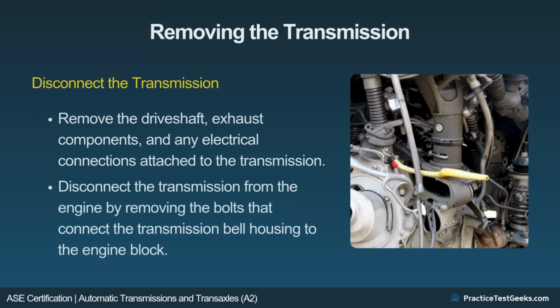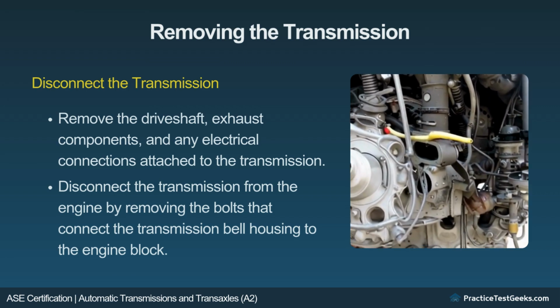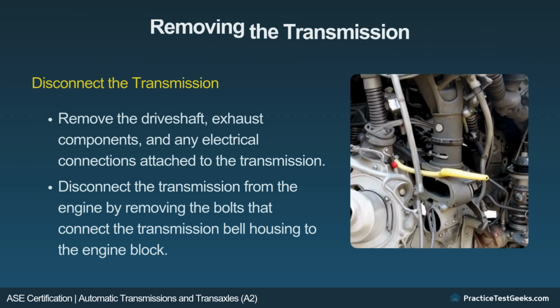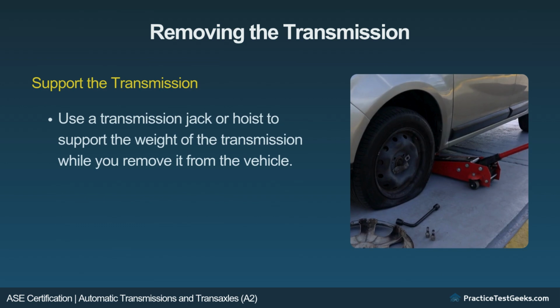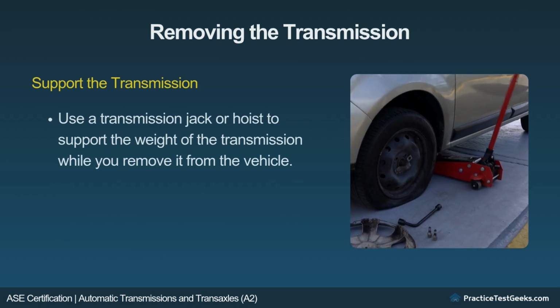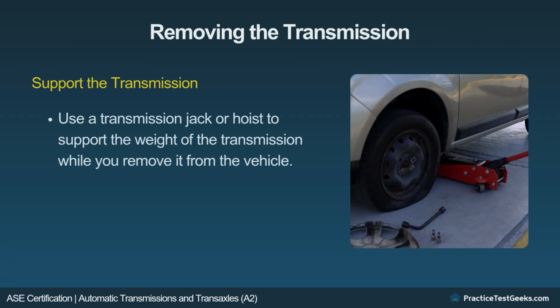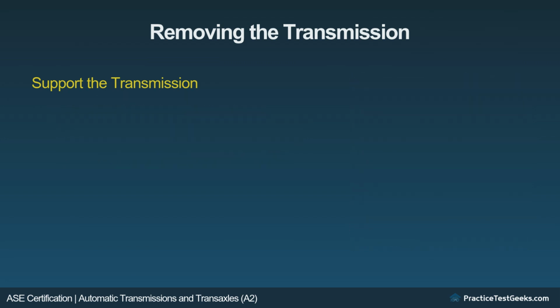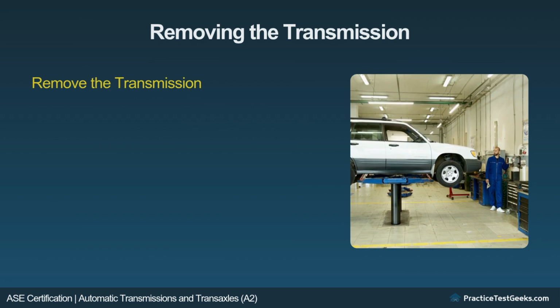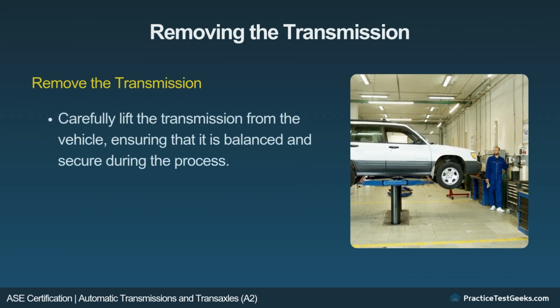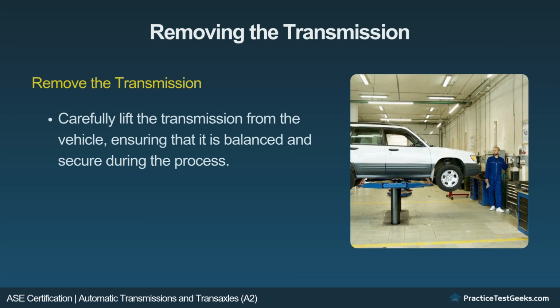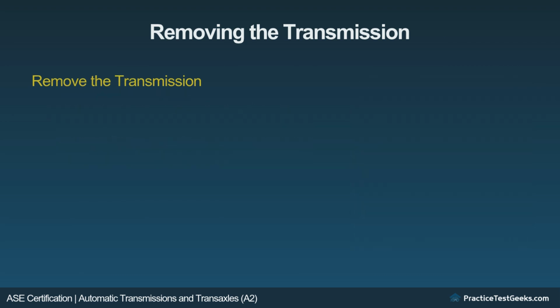Disconnect the transmission from the engine by removing the bolts that connect the transmission bell housing to the engine block. Support the transmission. Use a transmission jack or hoist to support the weight of the transmission while you remove it from the vehicle. Remove the transmission. Carefully lift the transmission from the vehicle, ensuring that it is balanced and secure during the process.